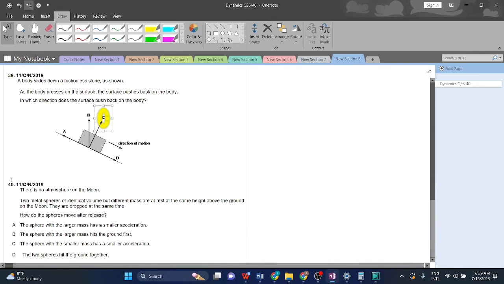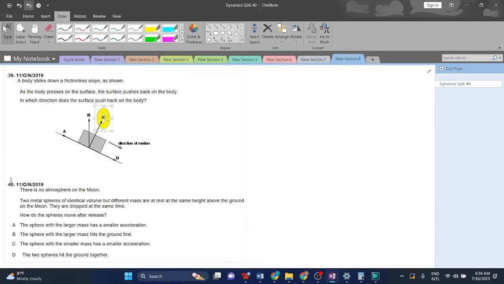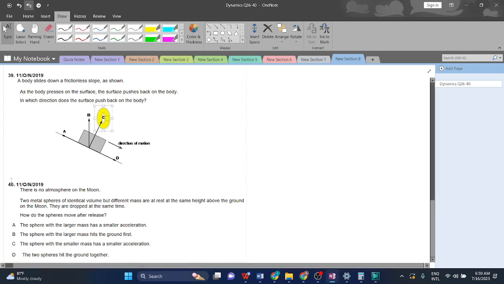Question 40. There is no atmosphere on the moon. Two metal spheres of identical volume but different mass are at rest at the same height above the ground on the moon. They are dropped at the same time. How do the spheres move after release?